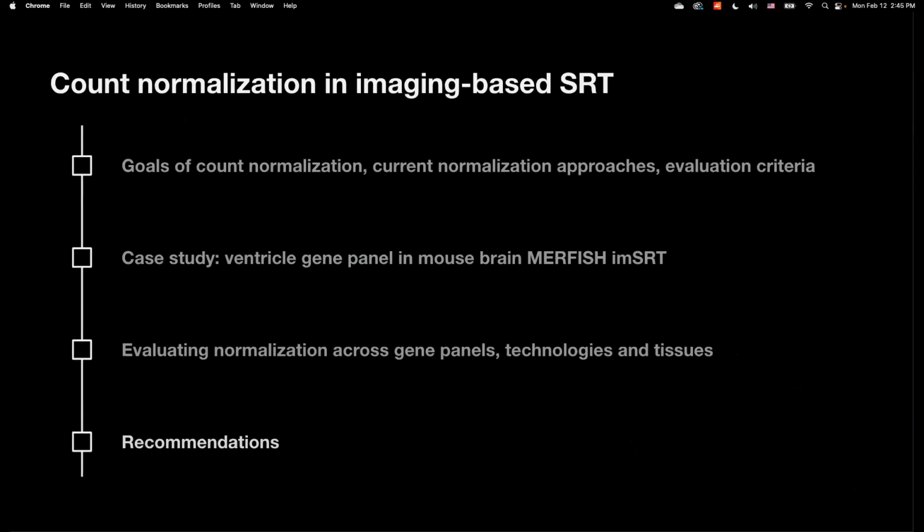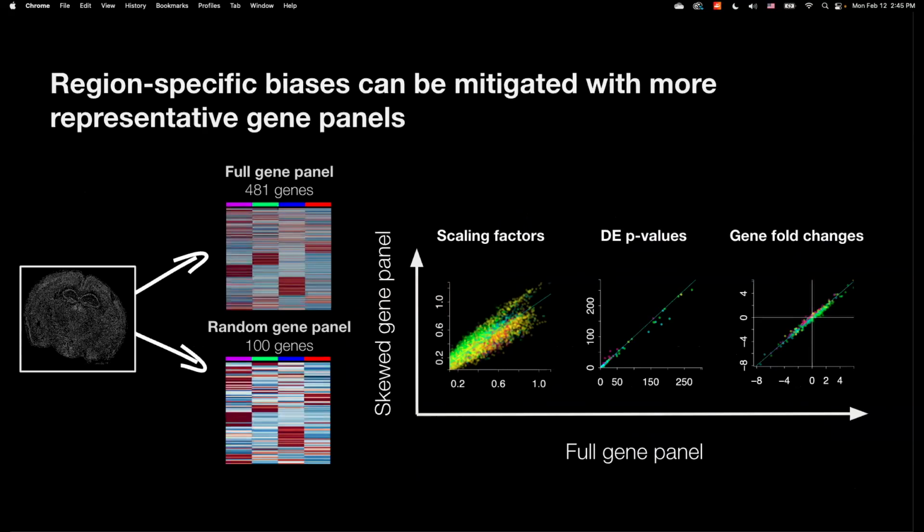And so what does this mean for our data analysis? Using our simulation approach, we explore a couple of different approaches to mitigate these impacts and make recommendations based on these observations. So first, we go back to the MERFISH data, and we simulate gene panels that are more representative of the overall expression of the tissue. And we find that tissue-specific biases in scaling factors, in differential expression p-values, as well as in gene log fold change analysis, are much less significant than what we observed before, when the gene panel is more representative of the overall gene expression in the tissue.